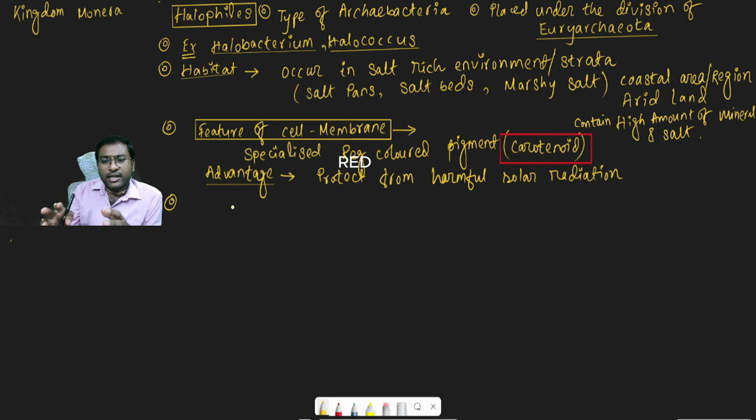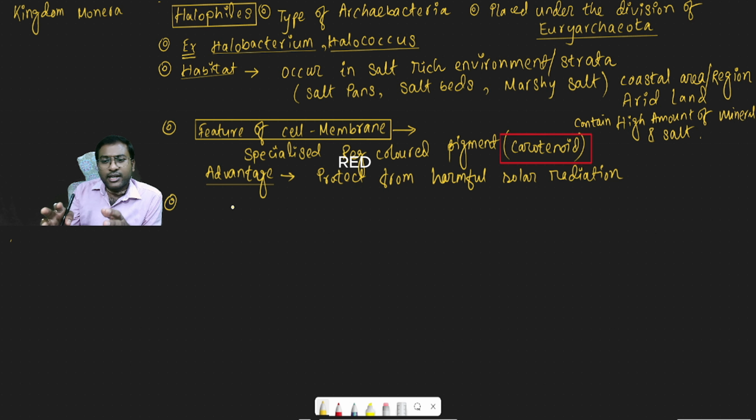So this is the first condition, the aerobic condition. When the aerobic condition is present, these halophiles break down organic matter with the help of oxygen, and from that they can easily get their required energy.